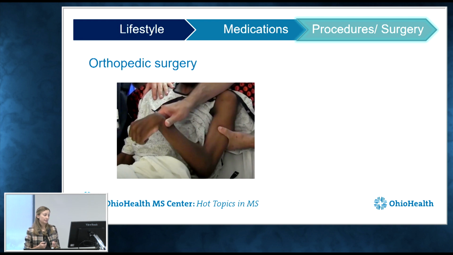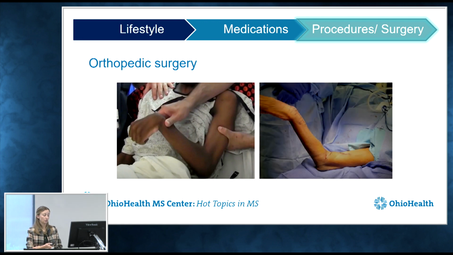Less commonly, but some patients will need orthopedic surgery for spasticity. This is when spasticity gets to the point where it's causing contractures. The contractures are when the joint is staying in a fixed position. So in this patient, they had a contracture at the elbow where the arm was staying flexed, and they required surgery to lengthen some of those muscles and tendons to allow the elbow to relax into a more neutral position.